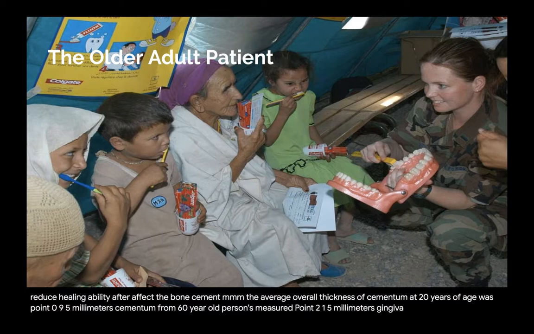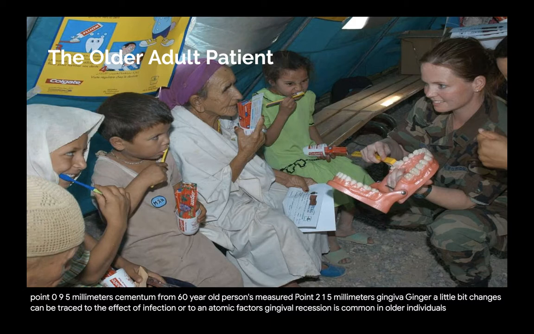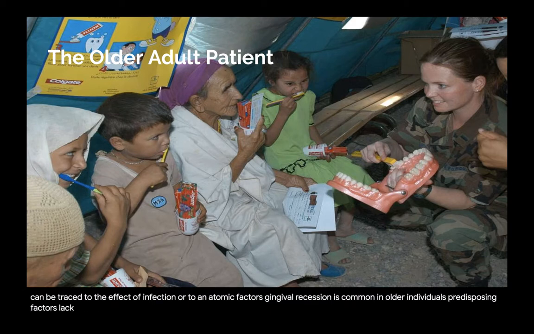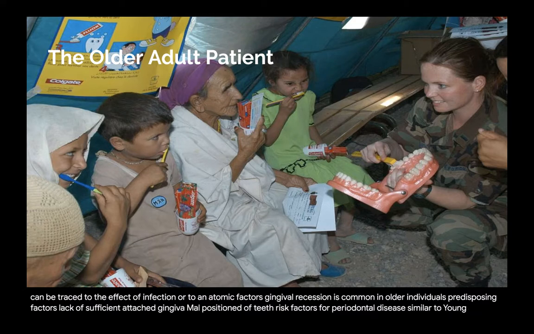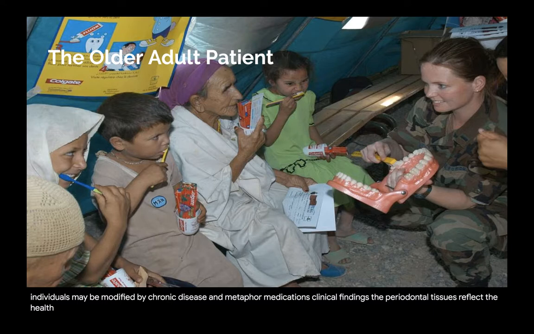Gingiva. Gingival changes can be traced to the effect of infection or to anatomic factors. Gingival recession is common in older individuals. Predisposing factors: lack of sufficient attached gingiva and malpositioned teeth. Risk factors for periodontal disease, similar to young individuals, may be modified by chronic disease and medications. Clinical findings. The periodontal tissues reflect the health and disease of the patients over the years. Moderate periodontal disease may be more prevalent than advanced disease.